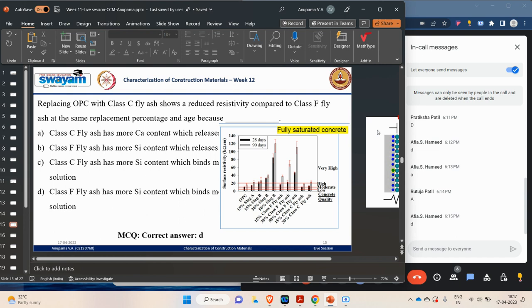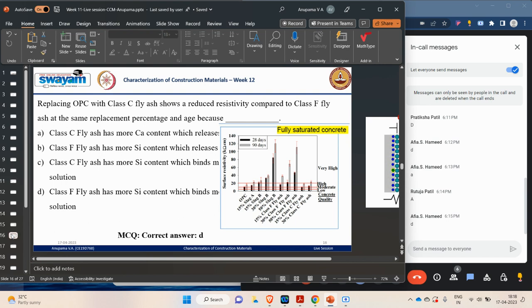In the case of class F fly ash, there's more silica content. So this silica binds the alkalis. As a result, this sodium hydroxide, potassium hydroxide, these ions, sodium ion, potassium ion, will not be present in the pore solution. Without ions, there is no conductivity. As a result, the resistivity will be much higher for class F fly ash than class C fly ash. Moving to the next question.